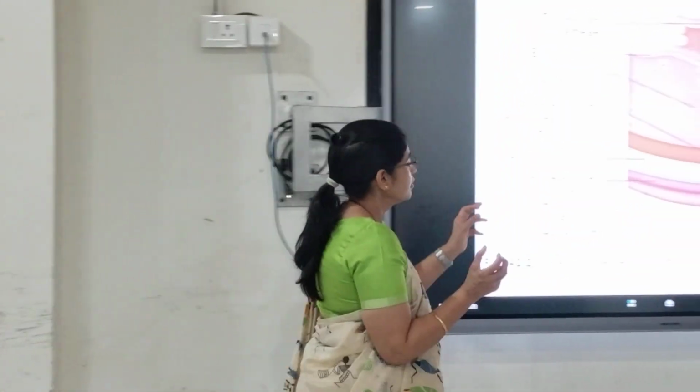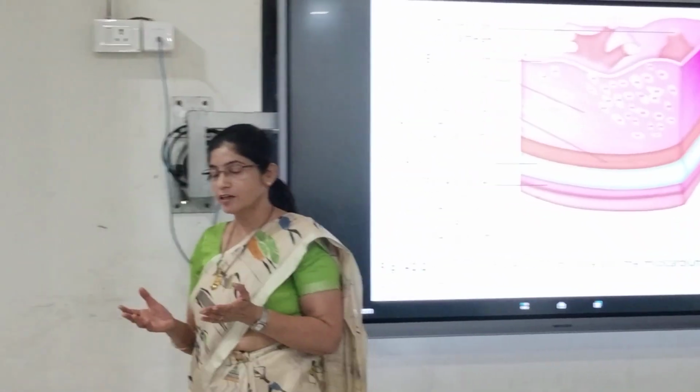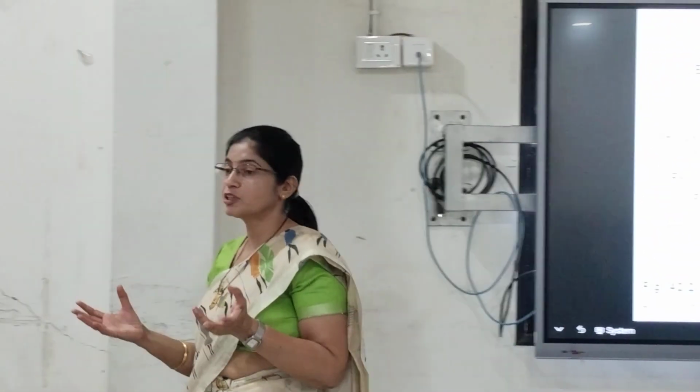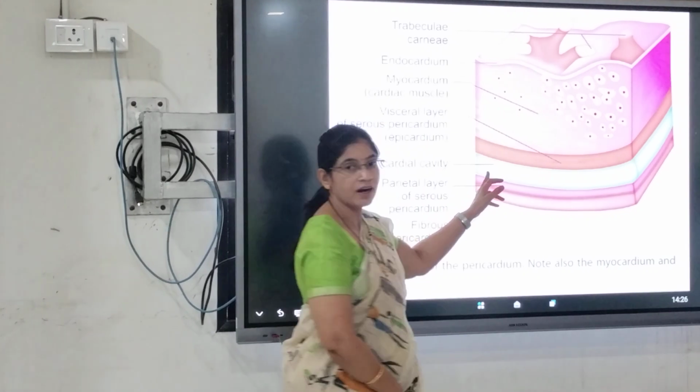If there is damage to this pericardial cavity because of an accident, or a hematoma, or accumulation of blood in the pericardial cavity, or any inflammation of the pericardium, that is pericarditis. That will affect the cardiac function. The left ventricle will not relax properly, or the contraction will be affected. So this outer layer, the pericardial cavity, is very important.